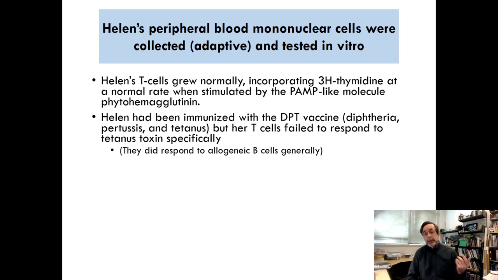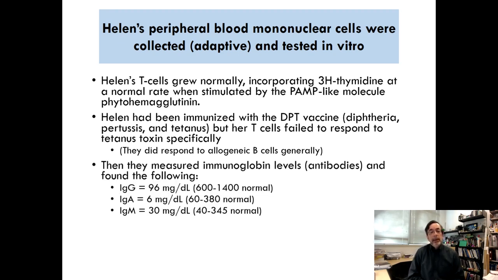So the question is, are these cytotoxic or helper T cells that are having the problem? And of course, you're going to measure immunoglobulin levels to see what antibodies are like for her. We're going to talk about the differences between the classes coming up. But for right now, they just had these 3 classes, and you can look at the range they reported and the normal range for each of it.